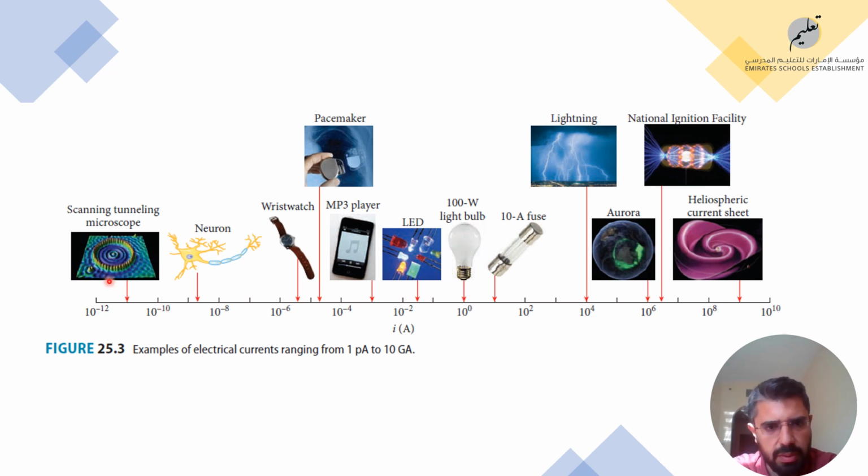We cannot see atoms with our eyes, right? Because they are extremely small. So we can see them with such things called a tunneling microscope, up to something that's astronomically big, to the scale of 10 to the power of 10. Here we are talking about the heliospheric current sheet. It's interesting to do research about this, also about the aurora. It's so beautiful to know about such things. So you see, electricity is everywhere in our daily life.